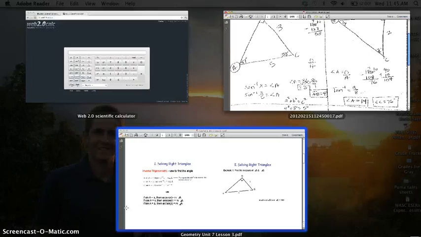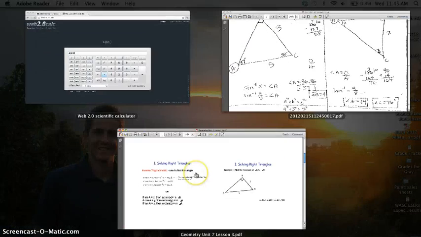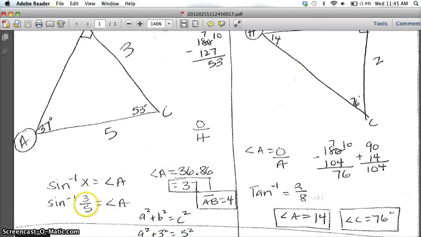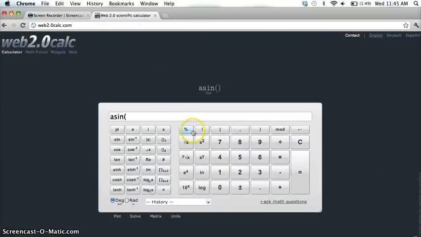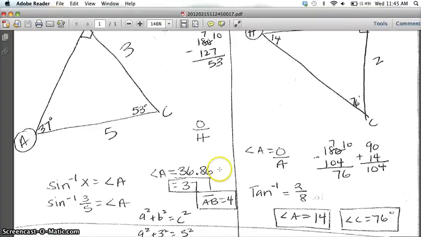So you're going to use your scientific calculator, and you want to use the inverse on your scientific calculator. So inverse sine, and we said 3 over 5. So inverse sine, 3 divided by 5, you end your parenthesis, and you get your angle. Angle A is equal to 36.86, and I just went ahead and rounded that to 37 degrees. So angle A is equal to 37 degrees.